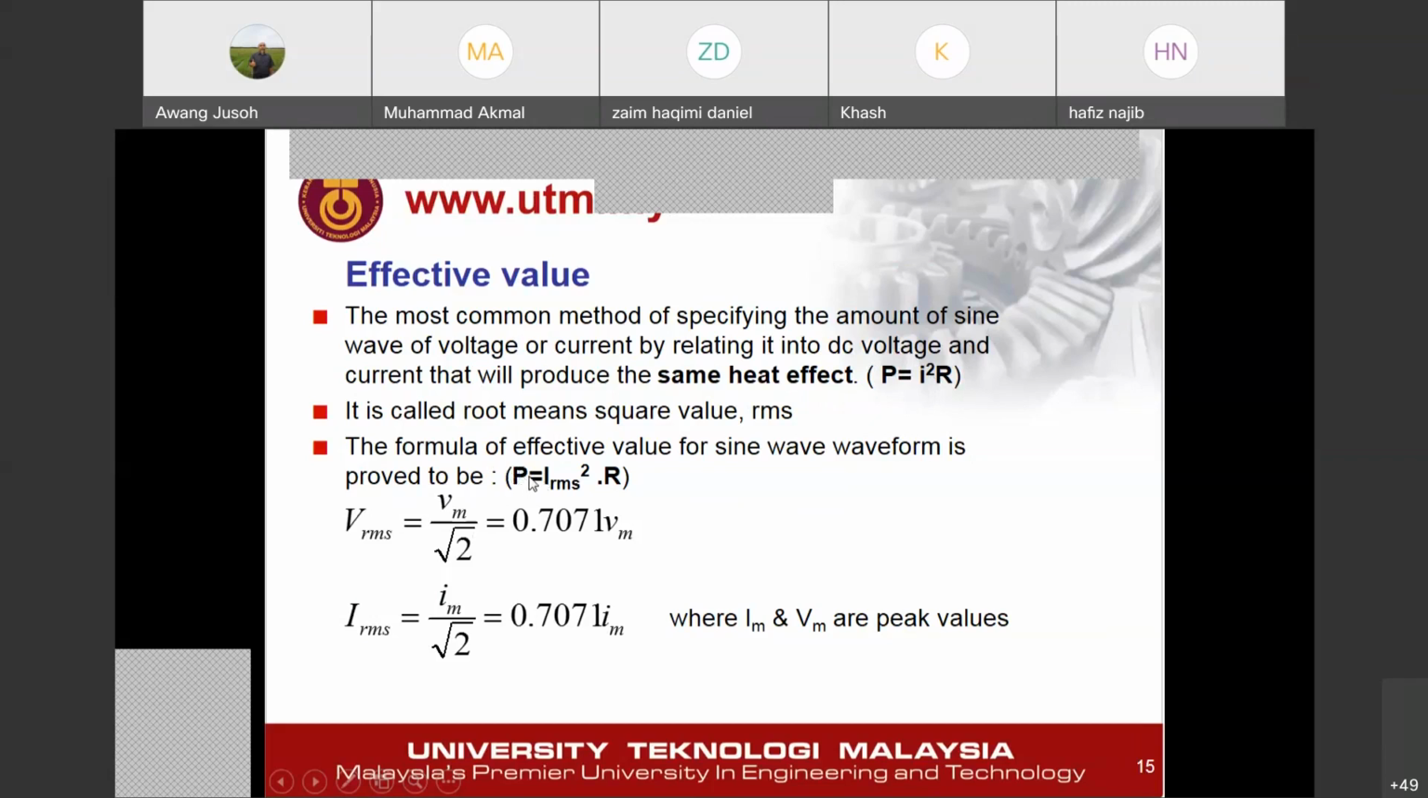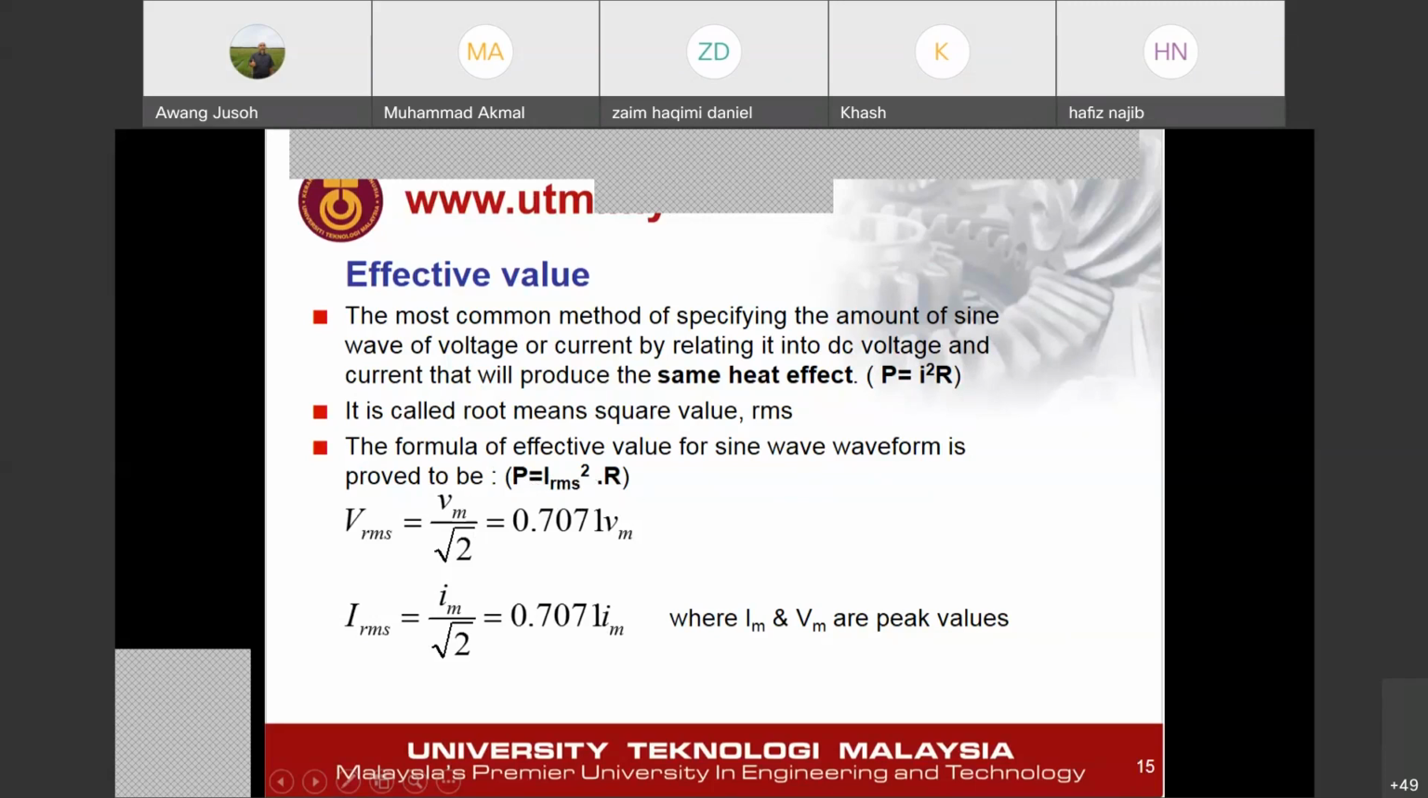So the current that flows in the load, we call it effective current, or sometimes RMS current. RMS stands for root mean square, meaning effective. And the formula will be I RMS squared multiplied by R. Understand? So that's the meaning of effective value.